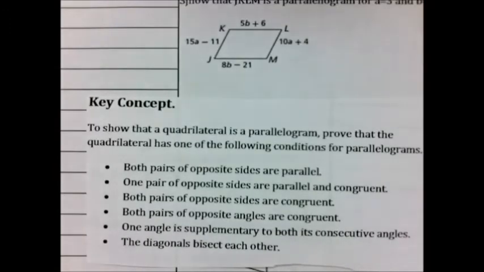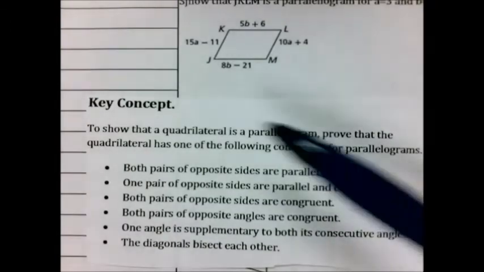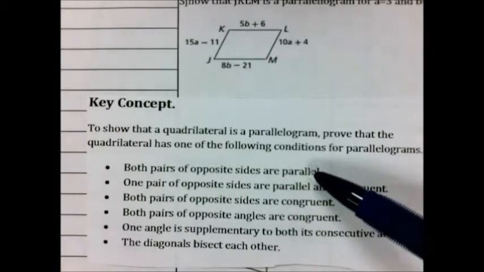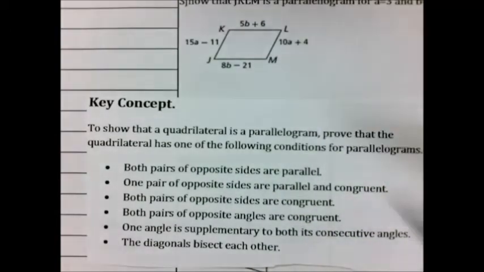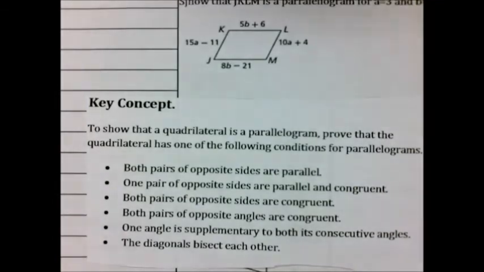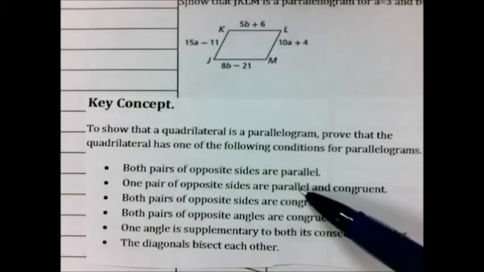These are our 6 different options to make this quadrilateral a parallelogram. Do we know any of the sides are parallel? And we can see by the markings, there's no way that we can really prove that because we don't know any of the angles or anything like that. One pair of opposite sides are parallel and congruent. Again, we don't know anything about the parallel.